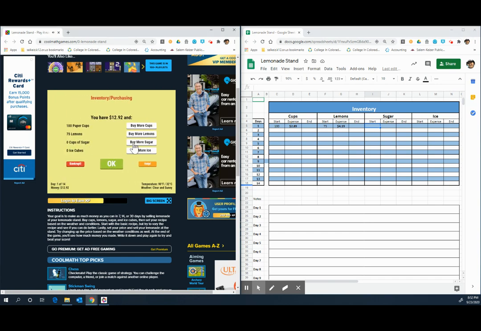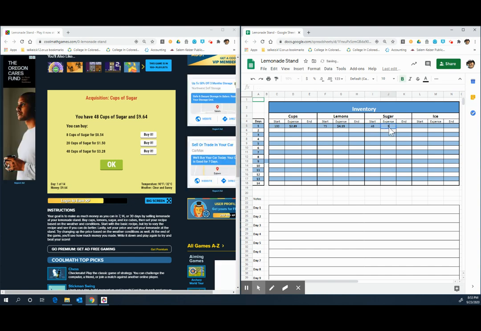Next, cups of sugar. Let's buy sugar. Sugar will go bad as well, but normally customers like sugar, so you can buy as much as you want or as little as you want. I'm going to buy 48 cups of sugar for $3.28. Start 48 cups of sugar, and I spent $3.28. Next, I need to buy ice.